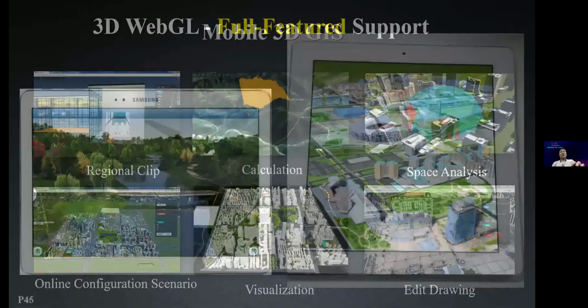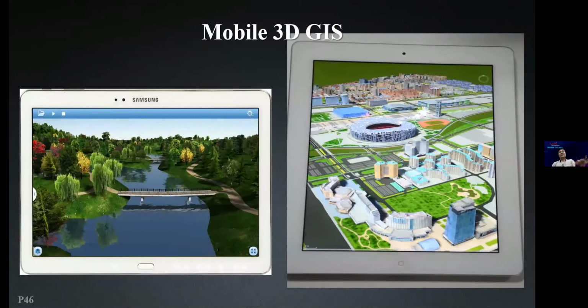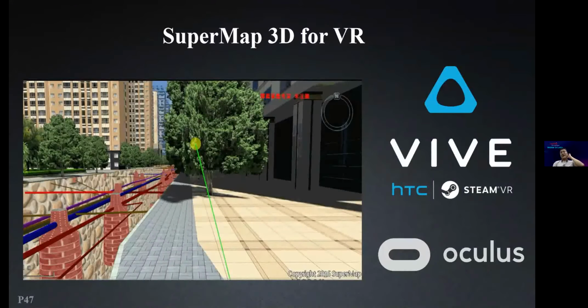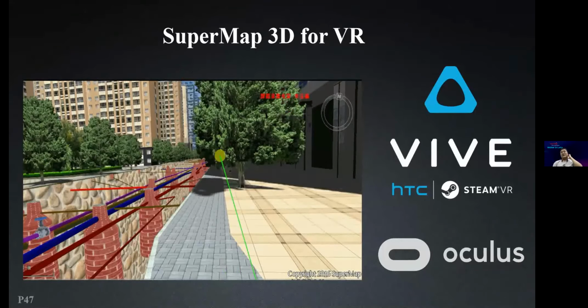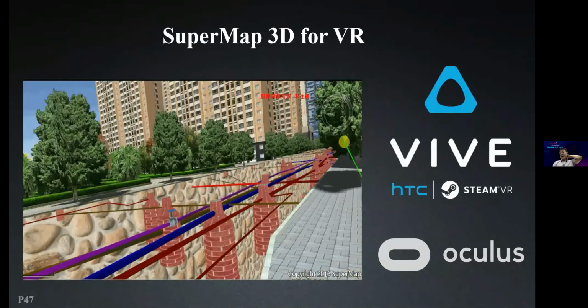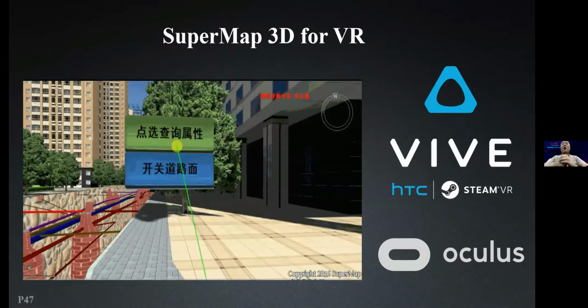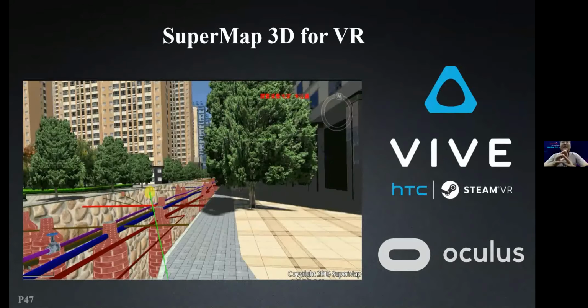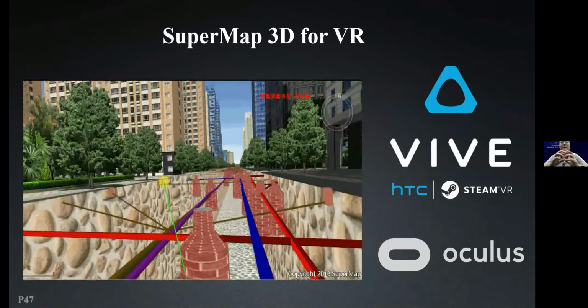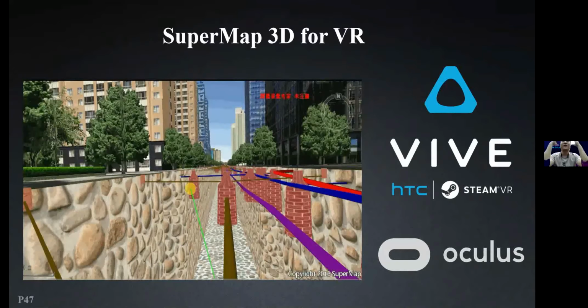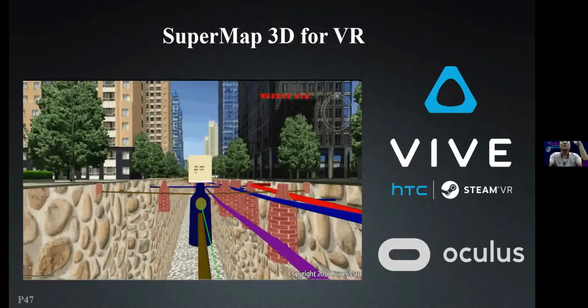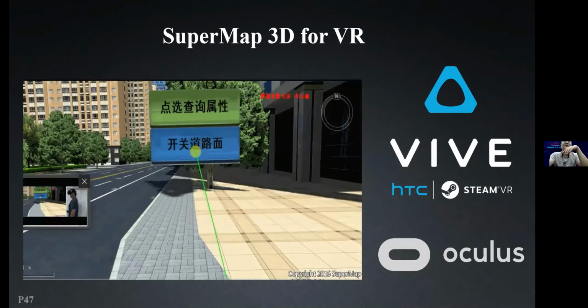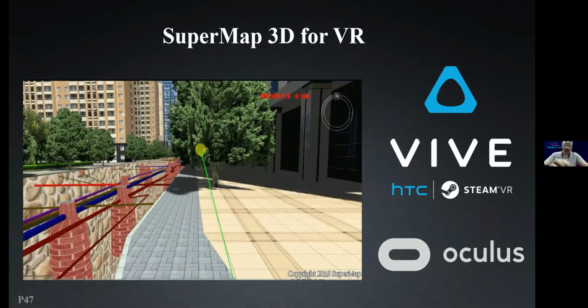Then we need to talk about the mobile. Besides the PC and web, SuperMap 3D technology also supports mobile 3D GIS. And we can even support VR, such as this one of the building. Now we support the VR devices of HTC Vive and Oculus. That is, we can wear the VR device, VR glasses, to pretend that we are inside of this real scene.